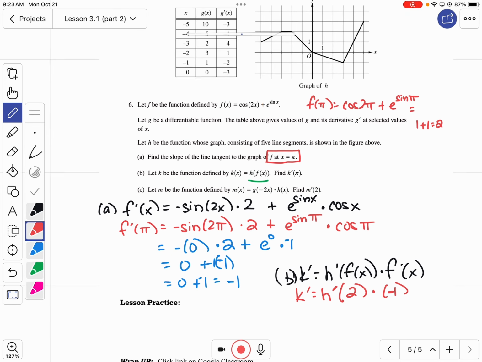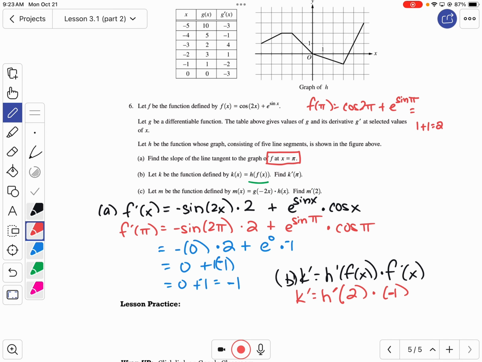So then h prime at 2. Well, h was the graph. So how are we going to get the derivative of h at 2? We're going to look at the slope. So what's the slope of that piece right there? -1/3. So k prime at pi is going to equal -1/3 times -1, which would be 1/3.